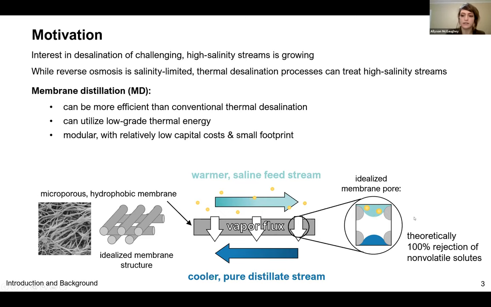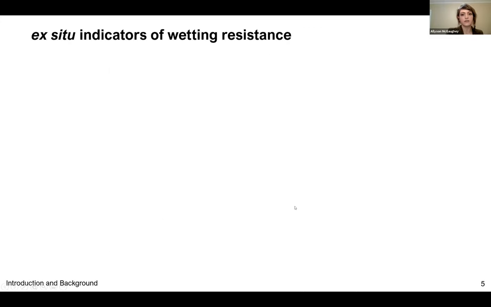That vapor gap allows us to, in theory, achieve 100% rejection of non-volatile solutes. However, if pore wetting occurs, liquid can penetrate through that pore, resulting in the diffusion of solutes and particulate matter smaller than the pore size through the membrane. So when pore wetting occurs, solute rejection is not achieved.